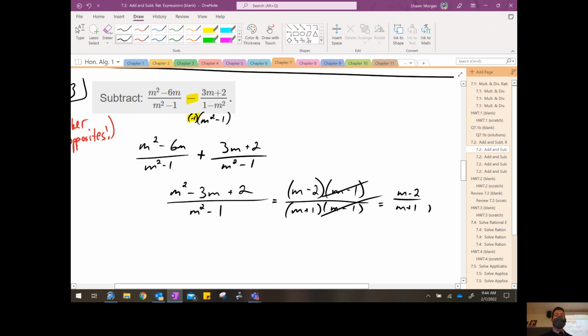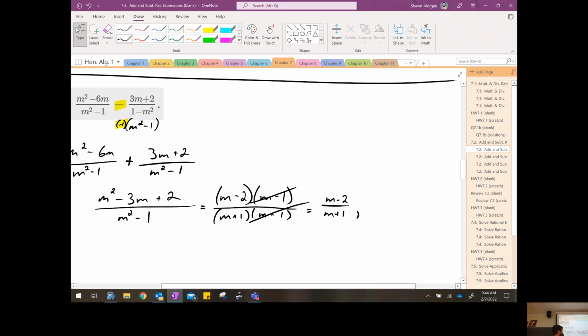And there's going to be two restrictions that we put in place, right? Those two restrictions are going to be plus or minus 1. I can't have the denominator equaling 0. So I would say, look, m cannot equal plus or minus 1.